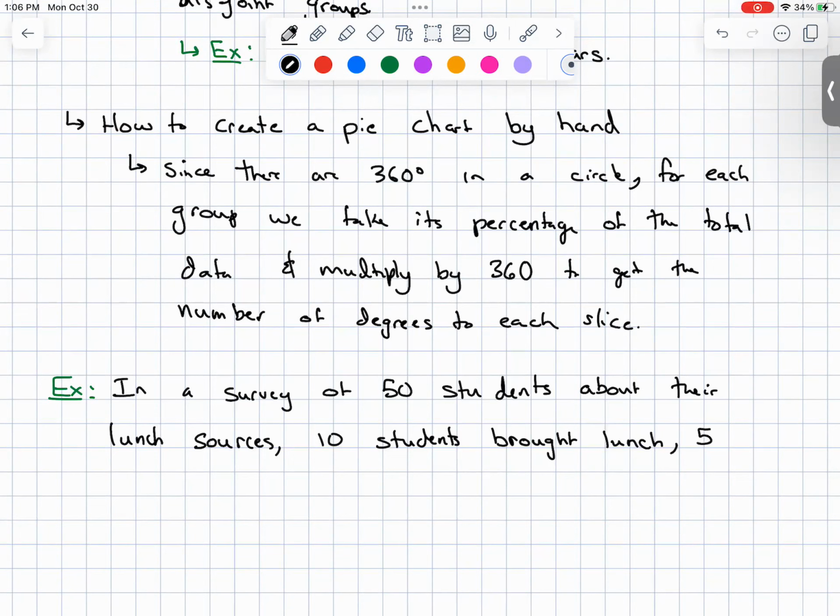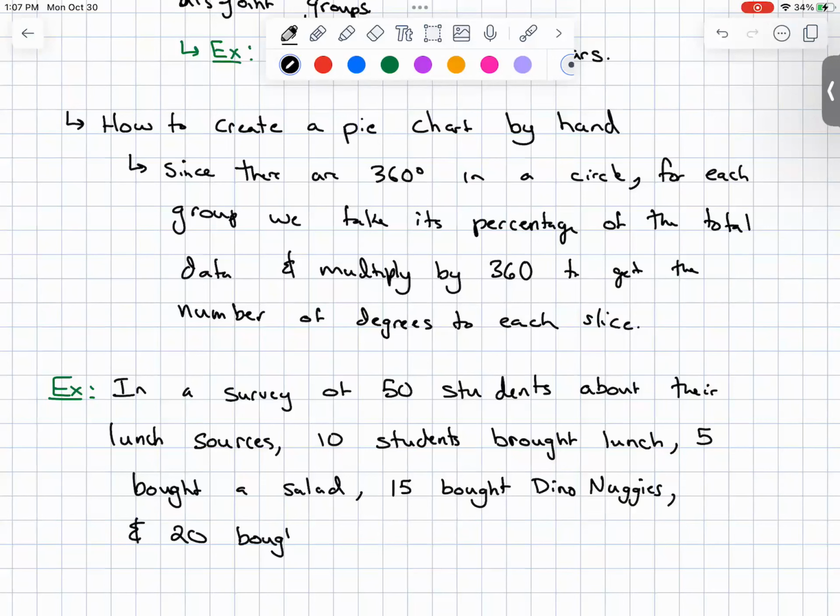5 bought a salad. 15 bought Dino Nuggies, the MVP. The MVP for any parents out there. 30 seconds, flip, 30 seconds, flip in the microwave. Done deal. So 15 bought Dino Nuggies and 20 bought the quintessential pizza. Create a pie chart.